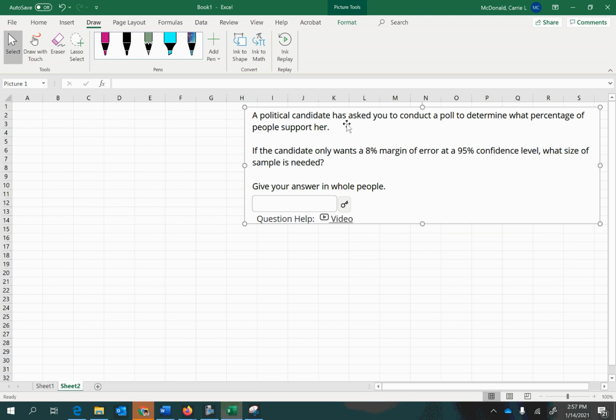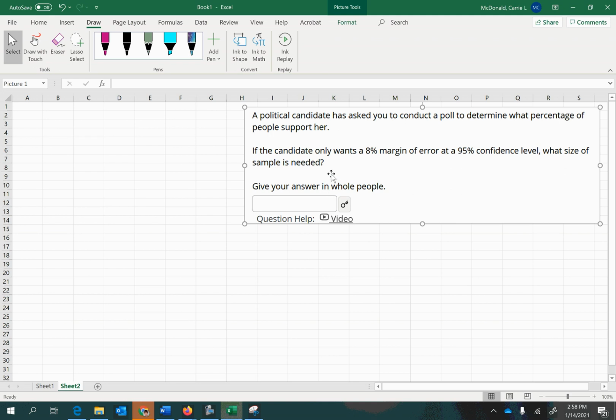A political candidate has asked you to conduct a poll to determine what percentage of people support her. If the candidate only wants 8% margin of error and 95% confidence level, what size of sample is needed? Okay, so give your answer in whole people. That means round your answer up to whole people.